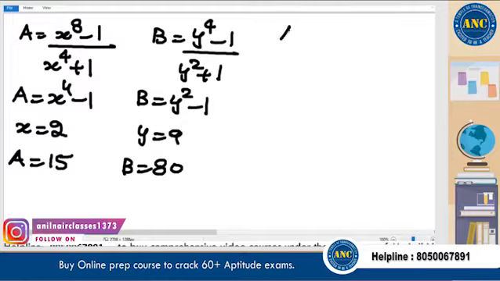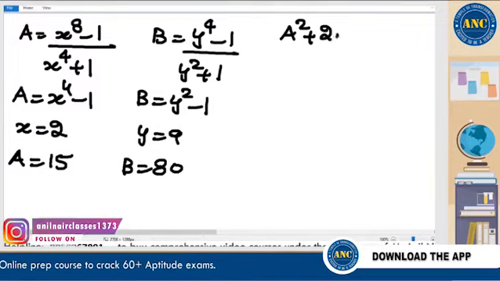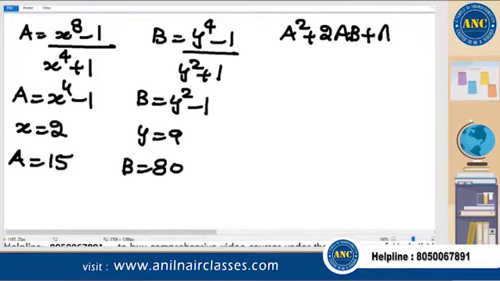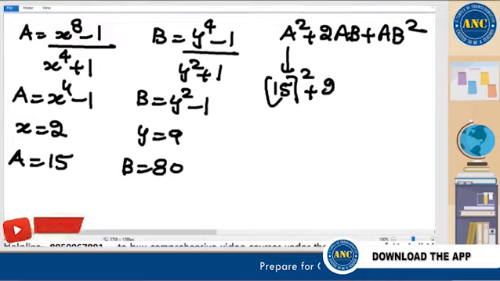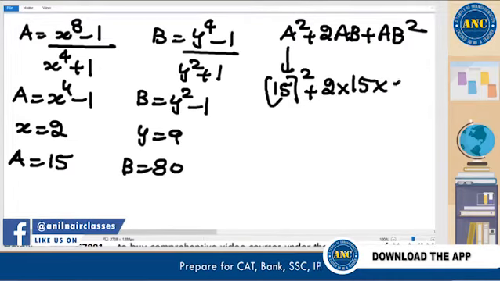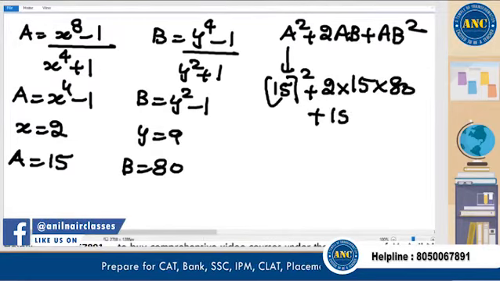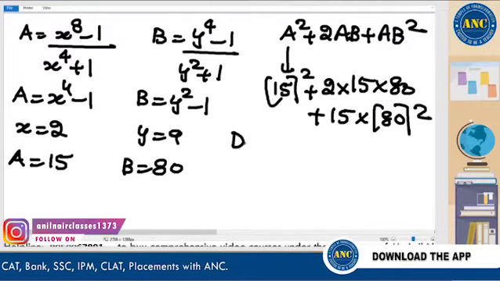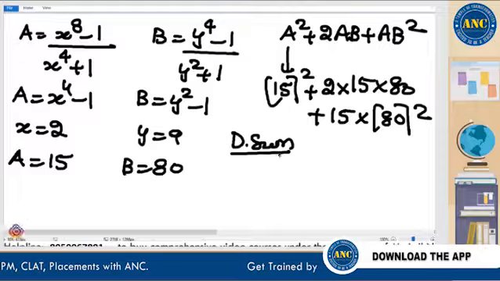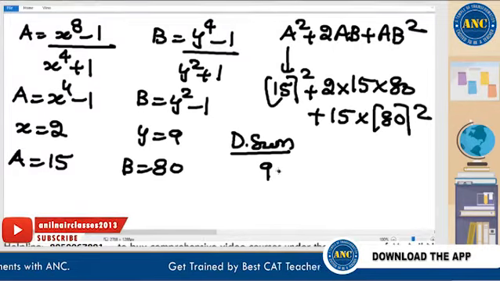So this is nothing but a square plus 2ab plus b square. A square is nothing but 15 square, plus 2ab, 2 into 15 into 80, plus b square, 80 square. You can use a digital sum. 15 is 1 plus 5, 6. 6 square is 36, which is 9.